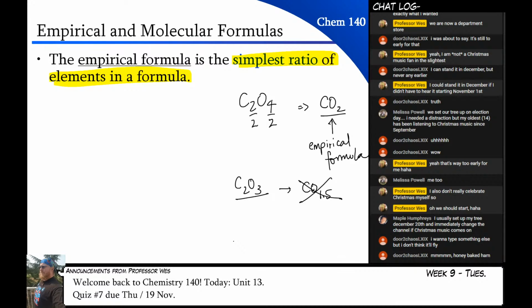What that means basically is that sometimes you'll have formulas where you don't have a 1 in the formula somewhere, but you still have no number you can divide by. So this is also an empirical formula. This right here, C2O4, is not empirical.